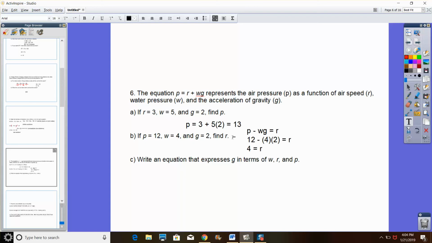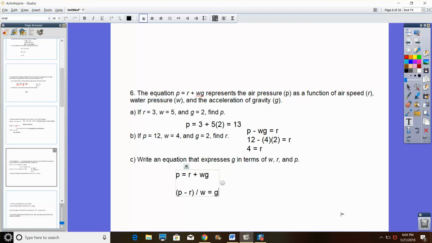Write an equation that expresses G in terms of W, R, and P. Okay, that one's a little harder. If we start with the starting form, P equals R plus WG. If I've got to get G by itself, I've got to recognize that G is multiplied by W and then added to R. That would give you P. So that means that the solution would be P minus R, and I'm going to put that in parentheses because it's a group, and I'm going to be dividing that group by W to get G.